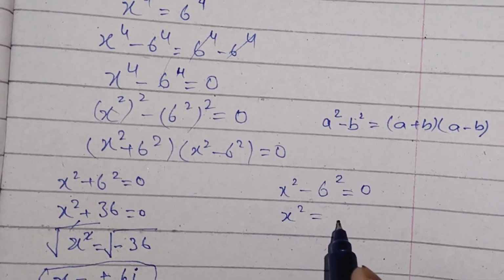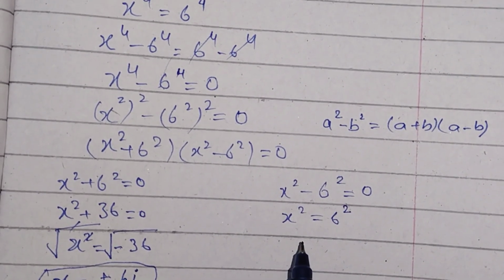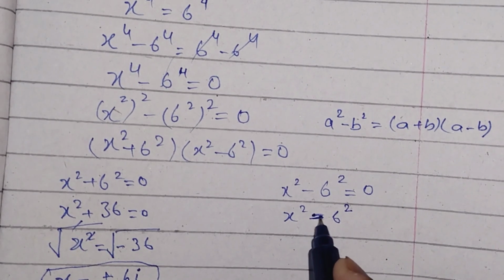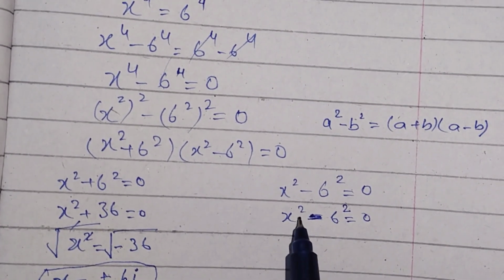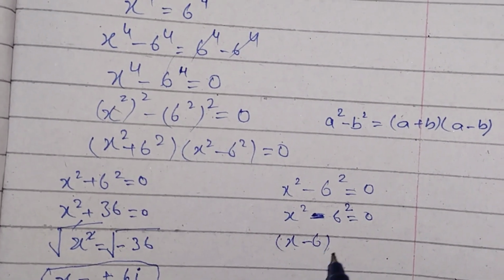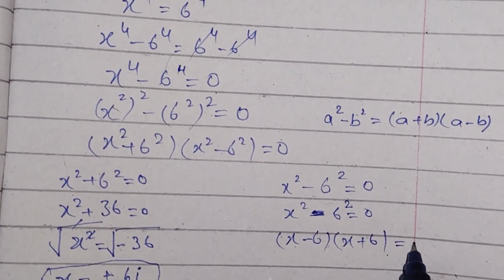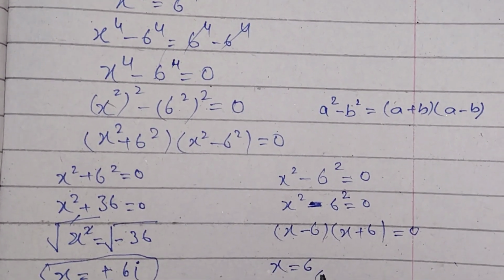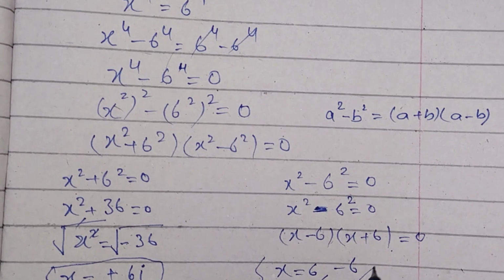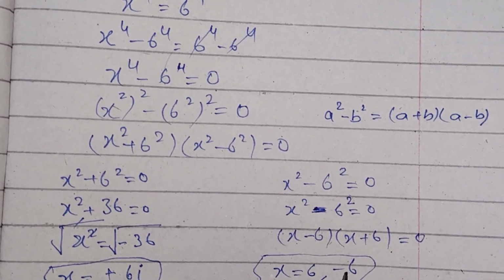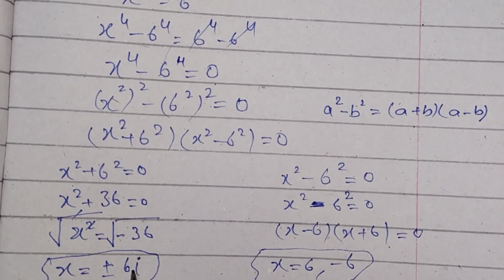It becomes x square minus 6 square equals 0. As this is a square minus b square, it will become x minus 6 times x plus 6 equals 0. So x will be equal to 6 and minus 6. So we find 4 values of x, that is 6, minus 6, plus 6 iota, minus 6 iota. So that's all from today.